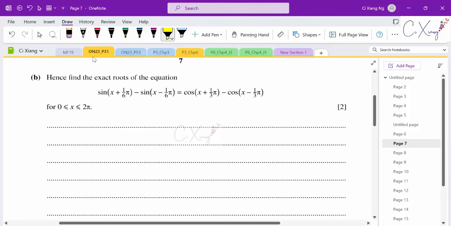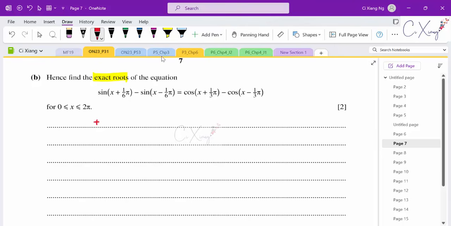So what they want is to find the exact roots. Highlight the keyword exact roots. That means the final answer cannot be in decimal number. It should be in surd form or maybe in pi form. Right, so if you try to observe this equation, basically this is what we have in part A. And just now we have proved that this equation can be written as tangent x equals to negative surd 3 over 3.